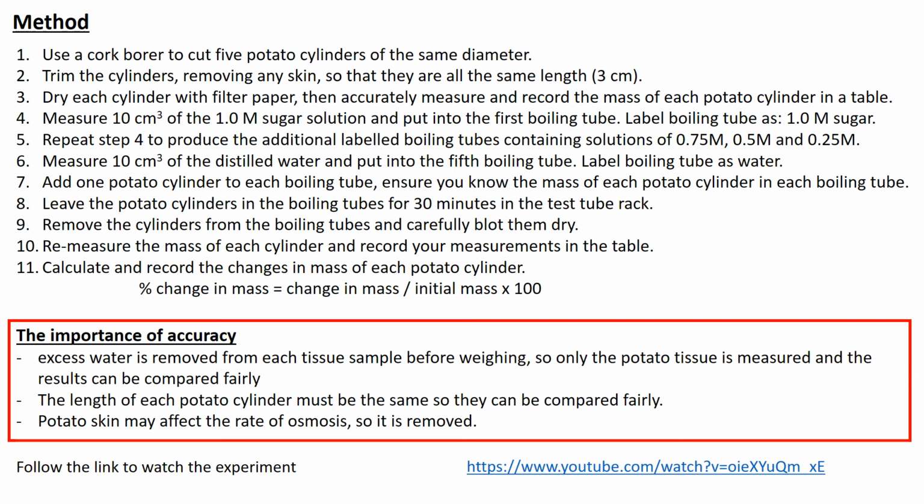Now, one of the other things that they mention here is the importance of accuracy. The excess water is removed from each tissue sample before weighing. So one of the reasons that you might get a difference in weight that you weren't expecting is if, when you've taken it out of liquid, you then need to use that filter paper to blot off any excess water. And then cutting the length of the potato cylinder to each length, and potato skin, so make sure there is no potato skin left, because the potato skin will not be as permeable as those cell membranes. Just some fun facts, okay?